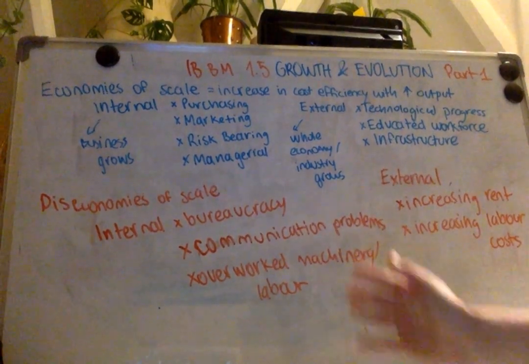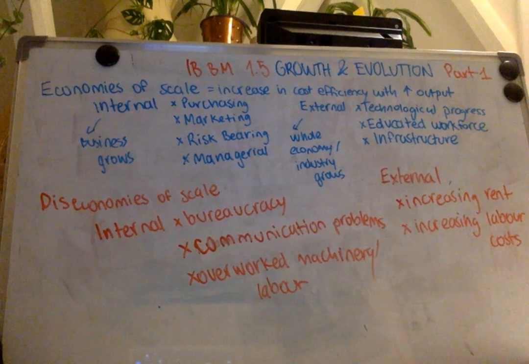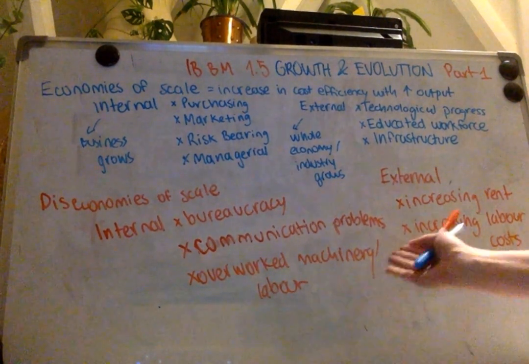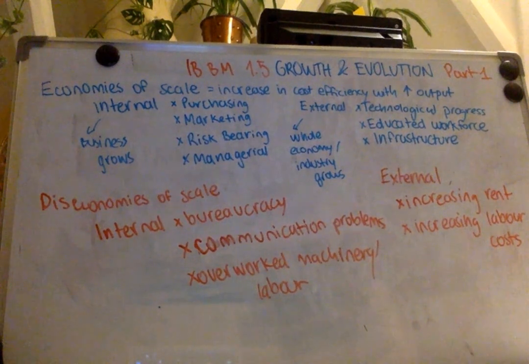And also overworked machinery and labor. As we grow and we demand more from the machines and from the labor that we have, they will become overworked. In the case of machinery, it might need a replacement, so that increases costs. In the case of labor, their productive efficiency decreases, meaning they produce fewer units of output per given time period. Therefore, a higher wage will need to be paid when they're overworked for the same amount of output produced.